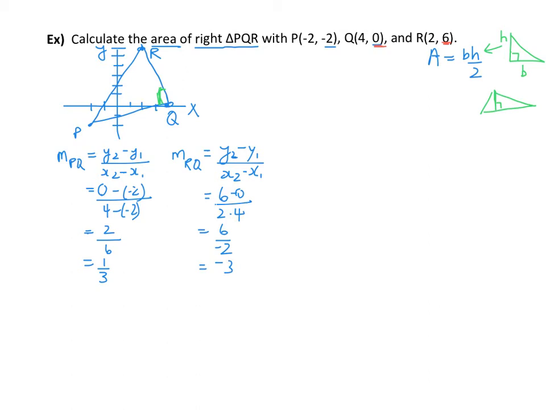All right, so clearly these are negative reciprocals of each other, so that tells me that side PQ meets side RQ, or is perpendicular to side RQ. It meets it at a 90-degree angle. Okay, so that means I could use PQ as my base side, and I could use RQ as the height of the triangle.